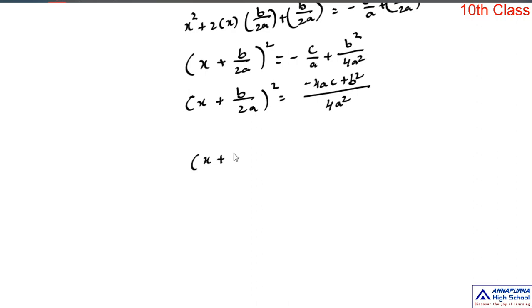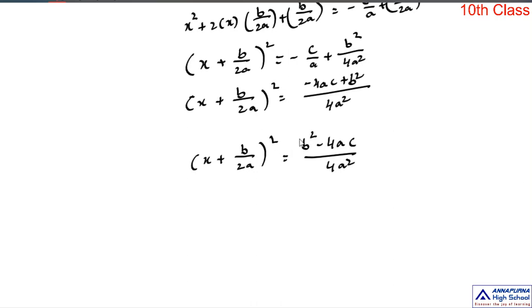So (x plus b by 2a) whole square is equal to, when I arrange the terms in the numerator in a proper order, b square minus 4ac by 4a square. Here a, b, c are all real numbers, so the value of this expression presents a real number. b is a real number, a is a real number, c is a real number. So the value of this expression is a real number. We treat it like that. Here a, b, c are not variables. Here, what is the variable? x is the variable. a, b, c represent some real numbers.